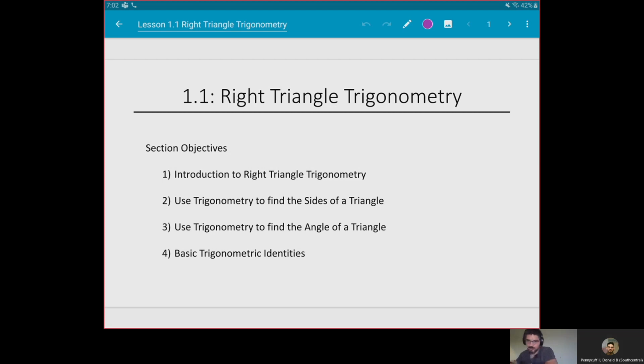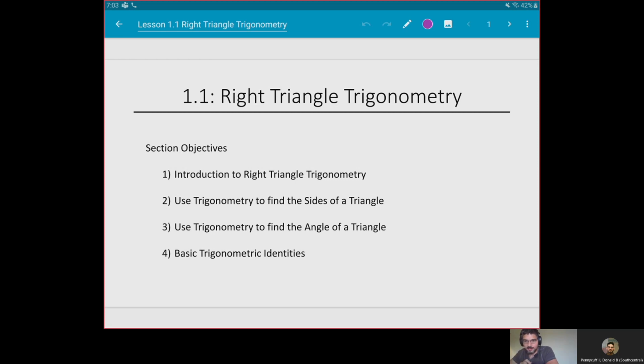All right, everybody. Welcome to lesson 1.1, which is going to be right triangle trigonometry. Now we're starting off with right triangles for two reasons. One, a lot of you are in physics, and physics is very much a triangle math type of subject. So that's something that we definitely want to get covered and reviewed at the very beginning of the semester so that you're set and ready for the rest of the semester.